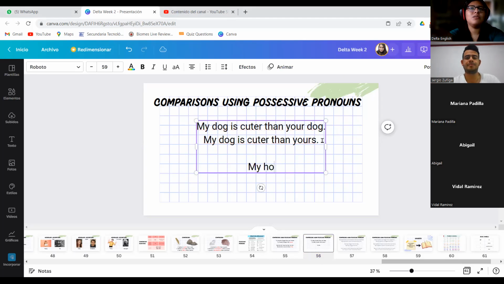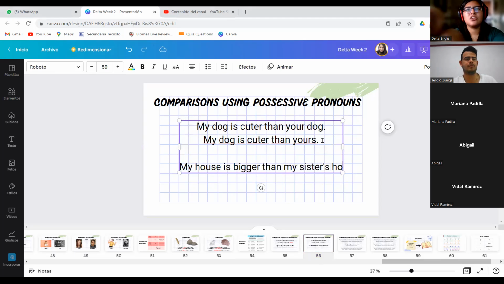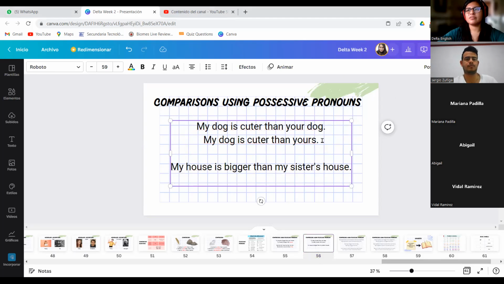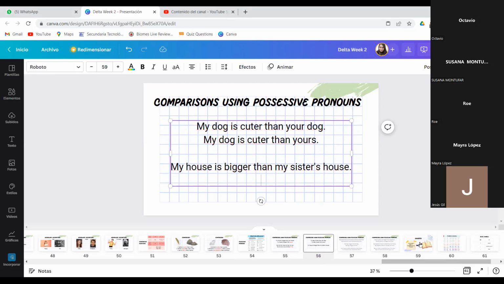My house is bigger than my sister's house. Let's see, Susana. My house is bigger than hers. Than hers. Beautiful. Excellent. My house is bigger than hers.